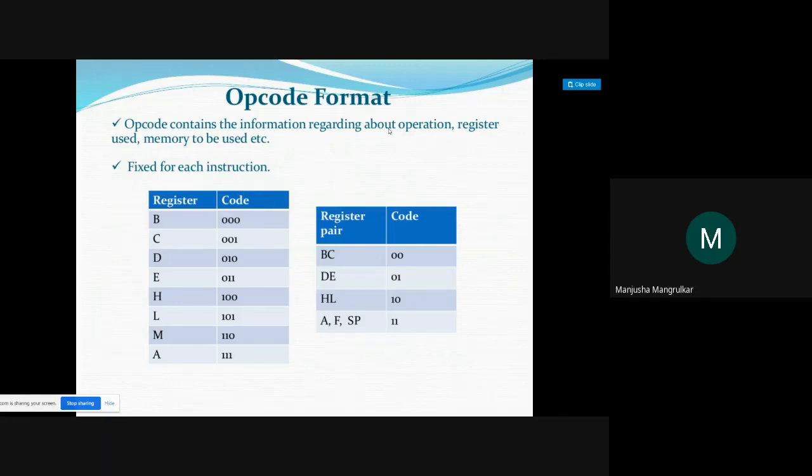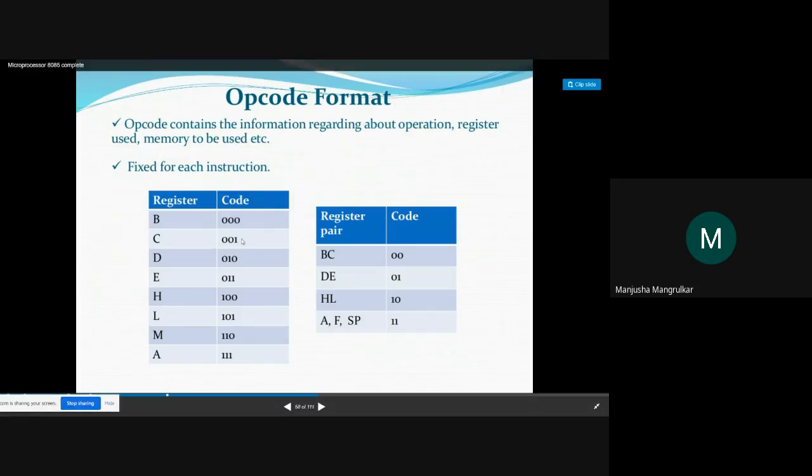So now B has 000, C has 001, D has 010, E has 011, H has 100, L has 101, M has 110, and A has 111. Right? Register pair: BC is 00, DE is 01, HL is 10, and SP has 11. So this is a fixed code for all patterns, right?